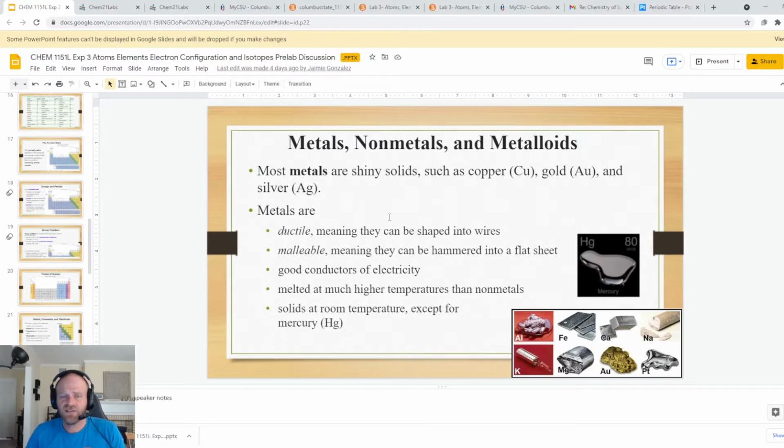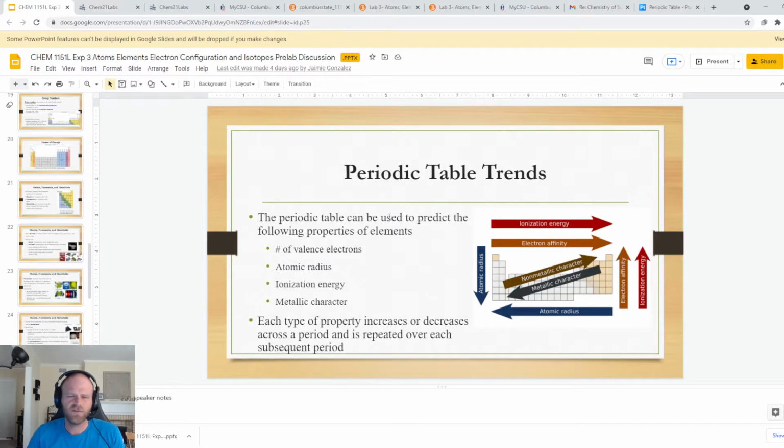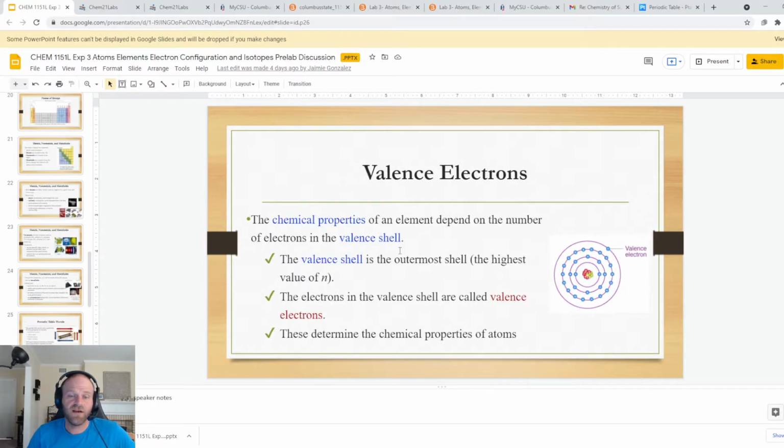Okay, so these are just properties of metals, nonmetals, and metalloids. You'll probably use some of that for your lab report, so I imagine that's why that's in there. We're going to look at periodic table trends, but in order to understand that, we need to understand what valence electrons are and electron configuration.